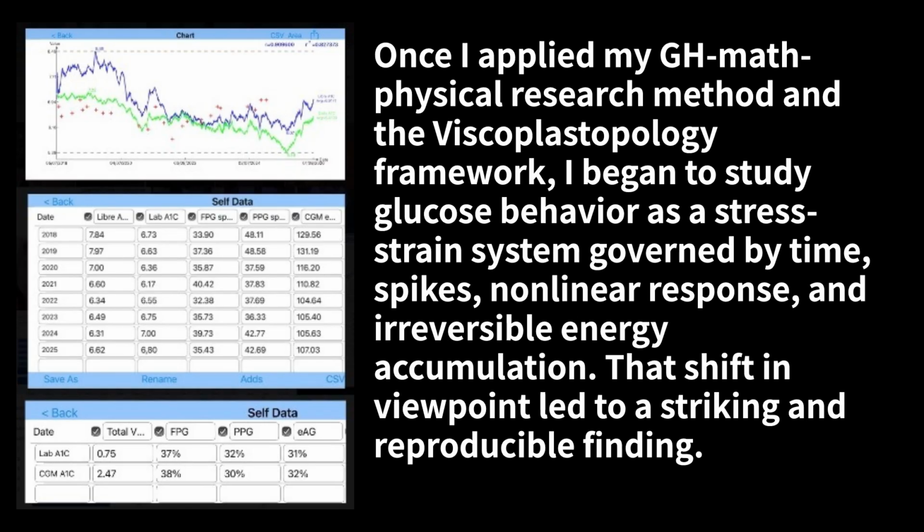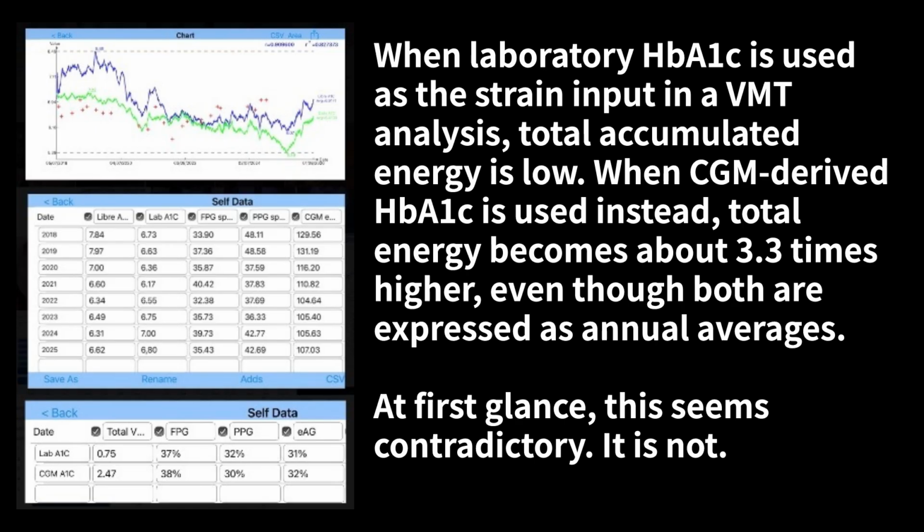Once I applied my GH-math physical research method and the Viscoplastopology framework, I began to study glucose behavior as a stress-strain system governed by time, spikes, nonlinear response, and irreversible energy accumulation. That shift in viewpoint led to a striking and reproducible finding. When laboratory hemoglobin A1C is used as the strain input in a VMT analysis, total accumulated energy is low. When CGM-derived hemoglobin A1C is used instead, total energy becomes about 3.3 times higher, even though both are expressed as annual averages. At first glance, this seems contradictory.